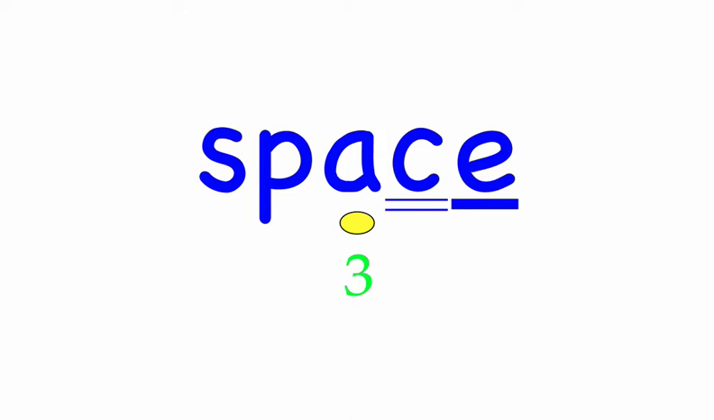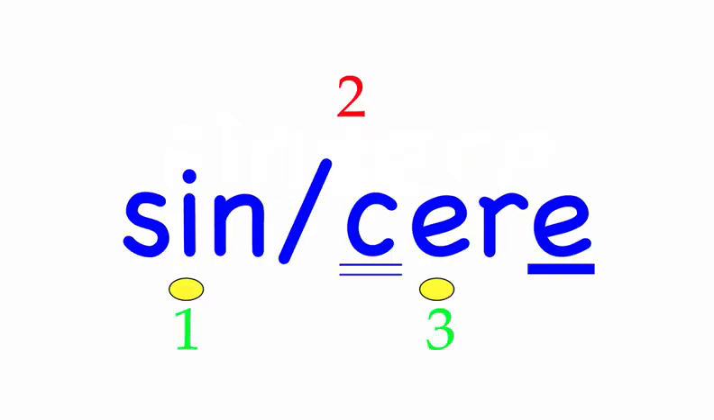Row 4, sincere. She is a very sincere person. Sin has three sounds: S, I, N. Seer, three sounds: S, E, er. Sincere. Mark the word.